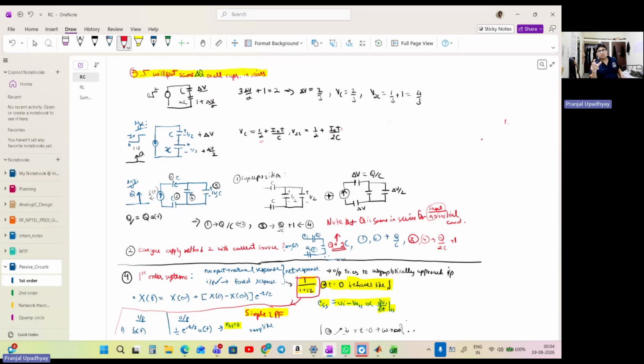And a capacitor blocks DC voltage. I think I said some wrong statement before. A capacitor blocks steady state DC voltage, right? So that is the basic idea.